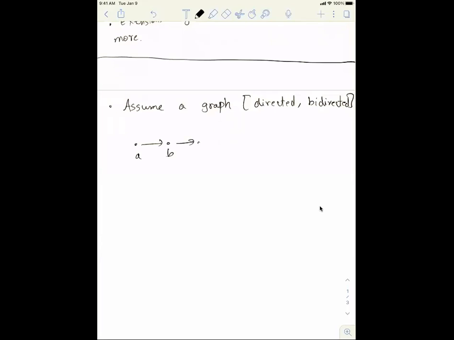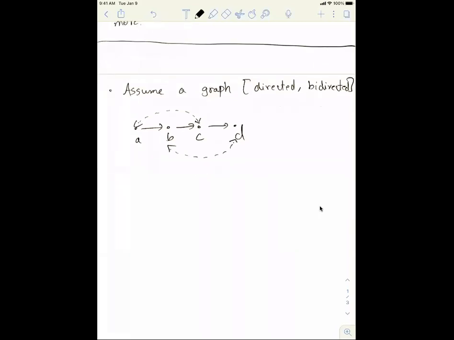So you could have 4 vertices, and then you have some form of edges between them. So you have a directed edge. Here you have edges from A to B, B to C, C to D, and you have some form of bidirected edges. So what this represents is as follows.